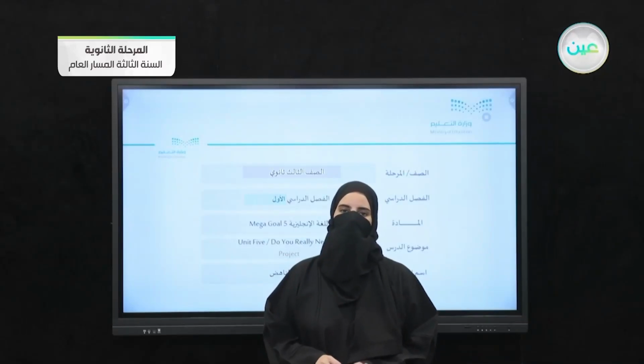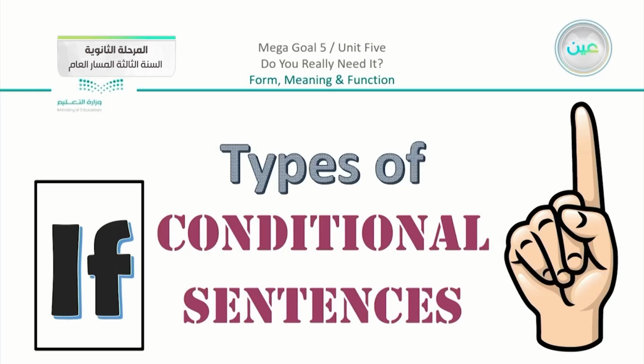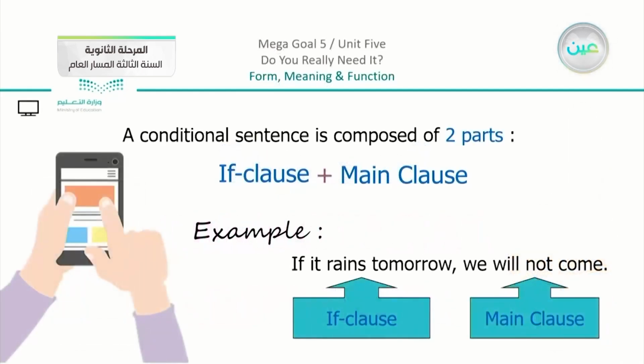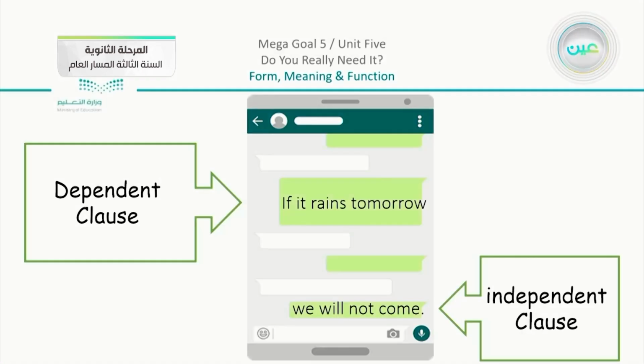Hello students. Yesterday we had our lesson, which was the form, meaning, and function lesson. In our lesson we took the types of conditional sentences, of course using if. So we have here these types. We talked about conditional sentences in general and that there are two main clauses. We have here the if clause and we have also the main clause. And we explained how each clause affects the other part.